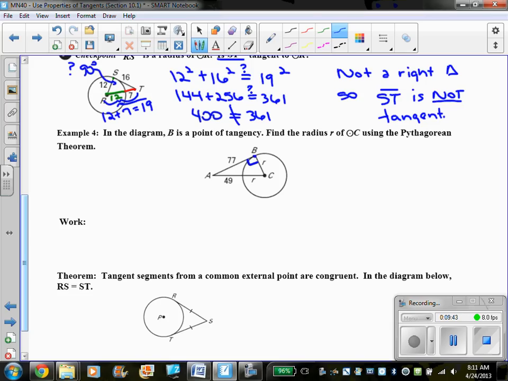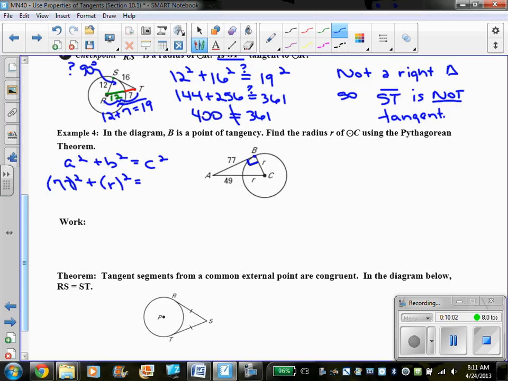So we want to use the Pythagorean theorem to set it up. We have a squared plus b squared equals c squared. One of the legs is 77. The other leg is r.